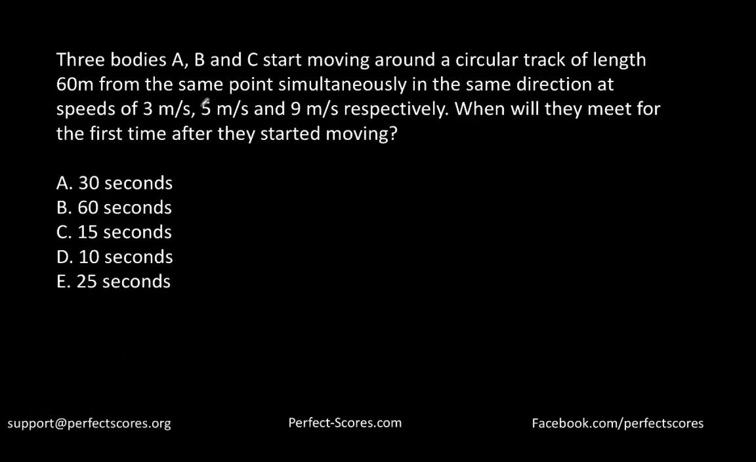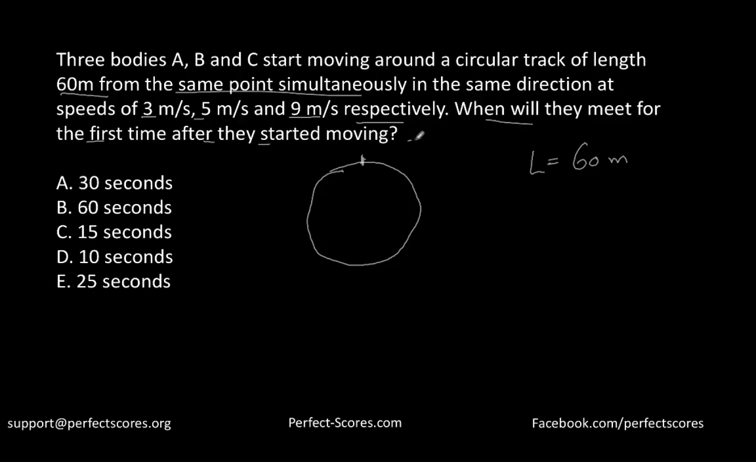Okay, so this one says that three bodies A, B, and C start moving around a circular track of length 60 meters. So you have a circular track and the length is 60 meters. Be careful with the units as well. From the same point simultaneously, so they're actually starting from the same point. With the speeds of 3, 5, and 9 meters per second respectively. When will they meet each other for the first time when they started moving?